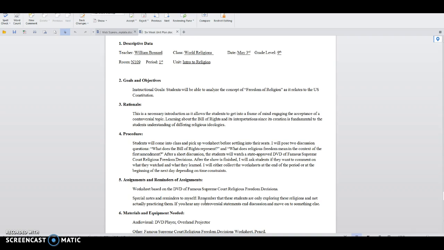The first one is, what does the Bill of Rights represent? And we all know what the Bill of Rights is and why it was necessary to implement as a country. And the second one is, what does religious freedom mean in the context of the First Amendment? And after we watch the state-approved DVD, which is about famous Supreme Court decisions regarding religious freedom, it goes over some examples, like a young lady who had a prayer written up on her school gymnasium in the state of Alabama, and she took it all the way to the Supreme Court, and they had to take that down because it was the practice of religion inside of the school.